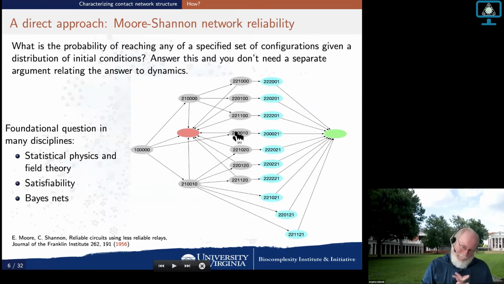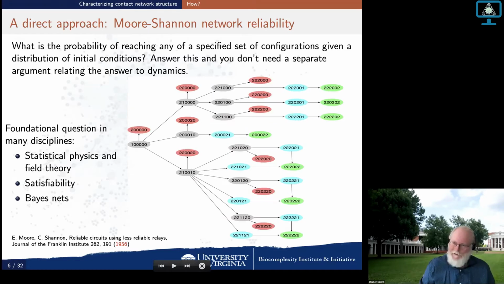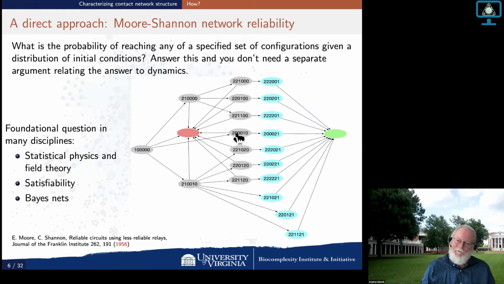Oh, and just for future reference, I could have taken this network and identified all the green configurations as one and all the red configurations as the other. And for future reference, notice that in this particular system, if it doesn't go to the green state, it has to go to this state. So this is just something to remember when I start talking about invariance in the problem.